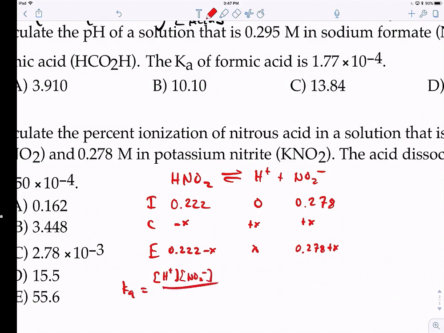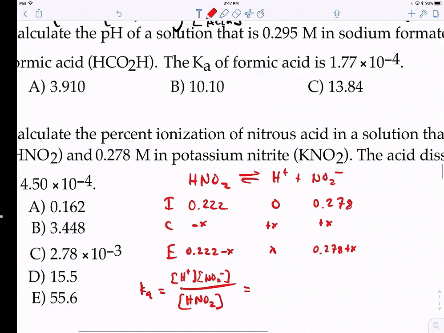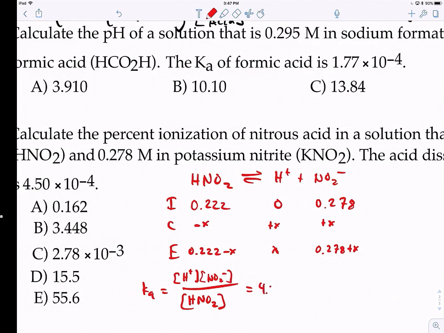So the Ka is going to be nitrite all over nitrous acid, HNO2. This equals 4.5 times 10 to the minus 4, equals X times 0.278 plus X over 0.222 minus X, which is nice. You can discount this one, you can discount that one.